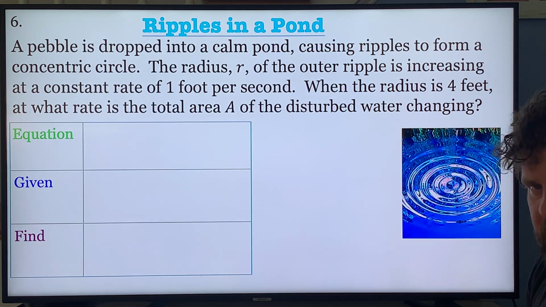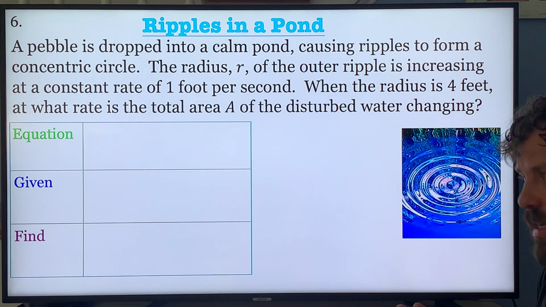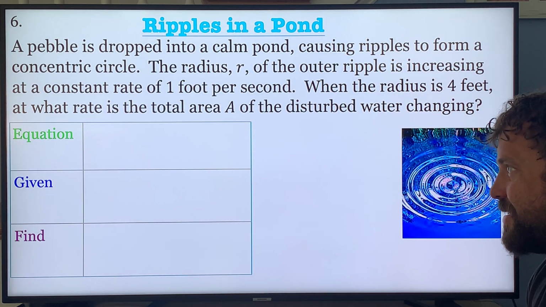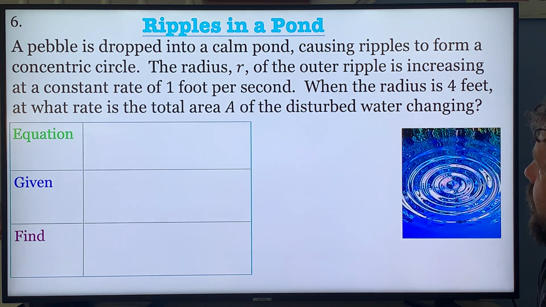Ripples in a pond. I'm going to start you with the easiest problem. This is one I like the most because it's nice and cut and dry. And it has a pretty little ripples in a pond picture here. A pebble is dropped into a calm pond. The ripples form concentric circles. The radius r of the outer ripple, the ripple on the outside, is increasing, so it's going out at a rate of 1 foot per second.